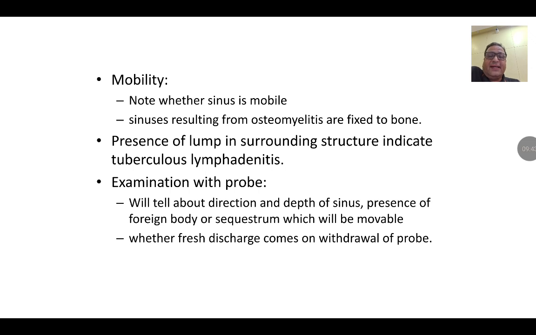Mobility. Note whether the sinus is mobile. Sinuses resulting from osteomyelitis are fixed to the bone. Presence of a lump in the surrounding structure indicates tuberculous lymphadenitis.